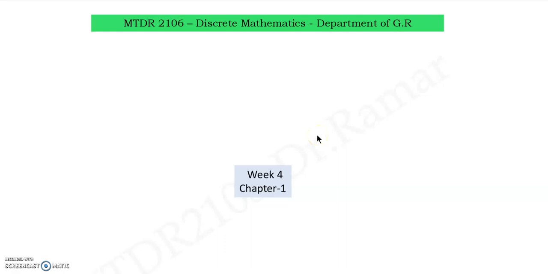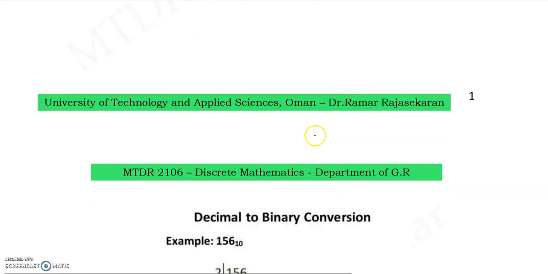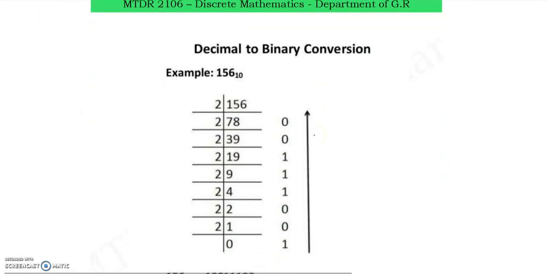Dear students, in this video we are going to see modular exponentiation and encryption. Before that, first we will see how to convert decimal into binary. Now see this example: 156 is a decimal number. We have to convert this decimal number into binary.